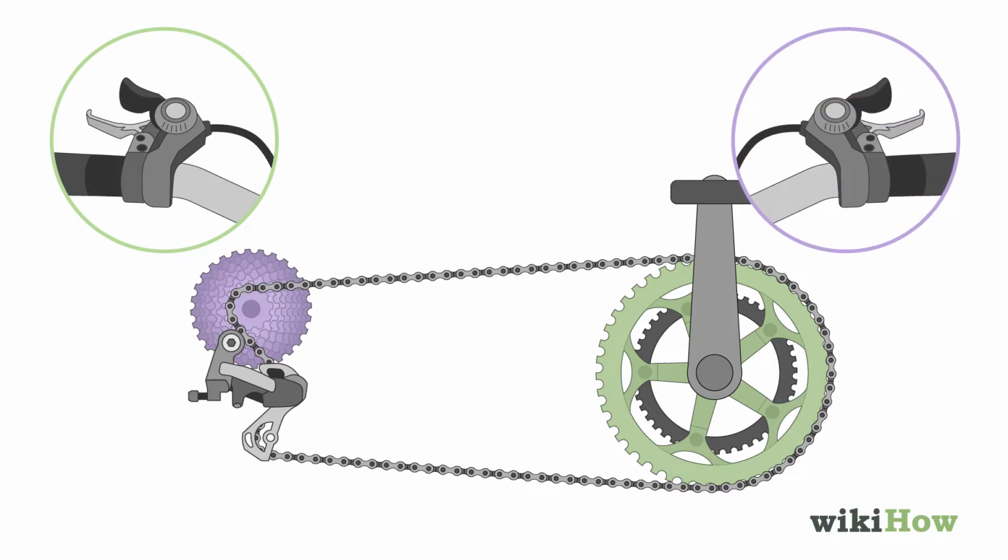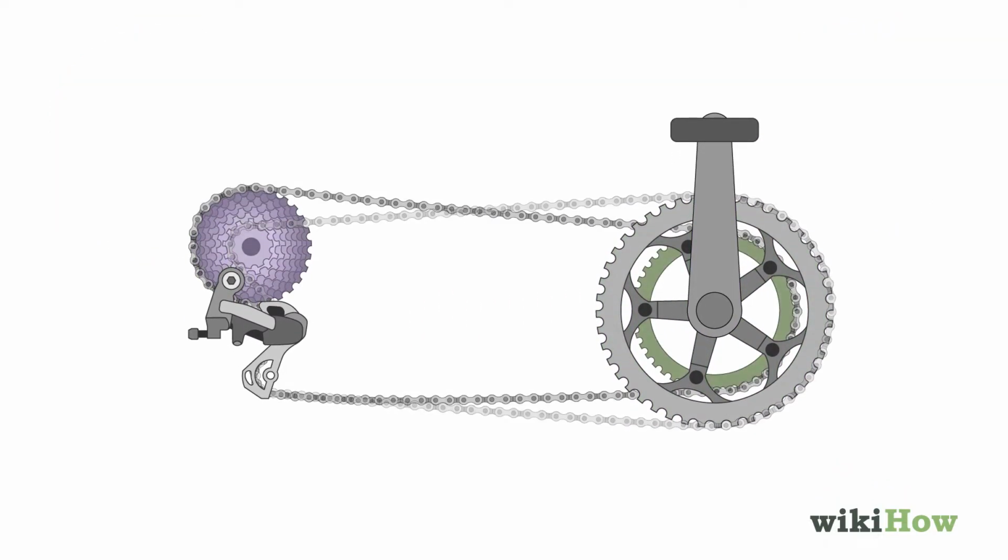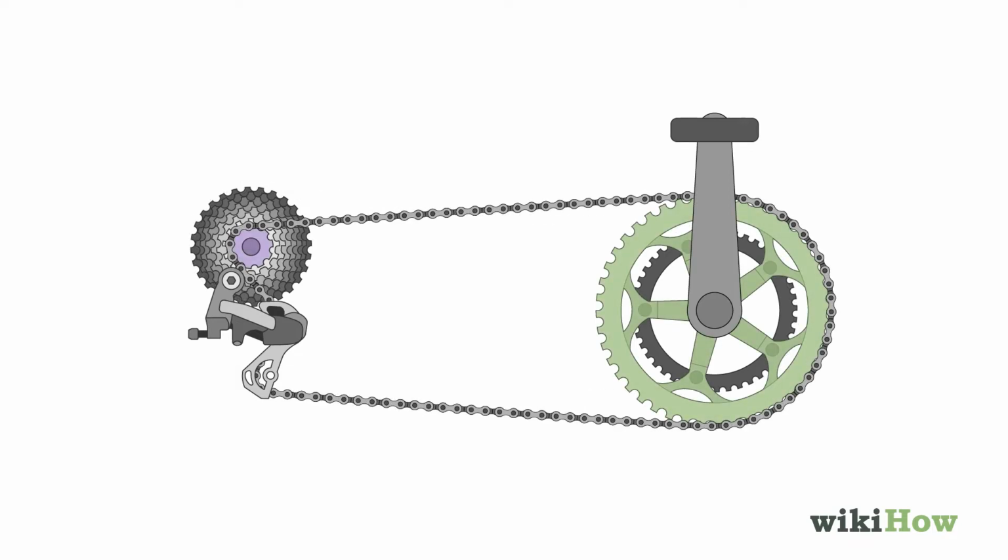To make your pedaling easier but less powerful, shift to a smaller gear in front and a bigger gear in back. This is called shifting into a lower gear. If you need to increase your pedaling power, do the opposite and shift into a higher gear. Shift to a larger gear in front and a smaller one in back.